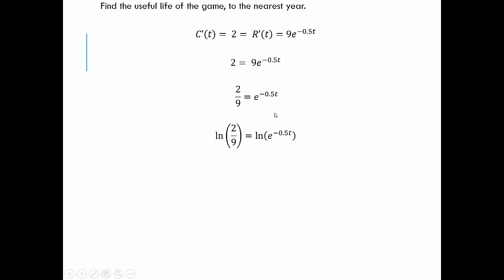So this was the step we did in the last lecture where we said, how do you solve when you have a variable up in the exponent? You take the natural log because that's e, base e. And so this, of course, brings this down. The ln of e cancels out. I divide both sides by negative 0.5, and I get my answer. So I get approximately 3 years.